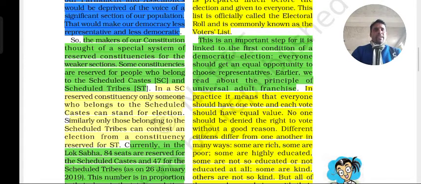No one should be denied the vote without good reasons. Okay, voting rights.